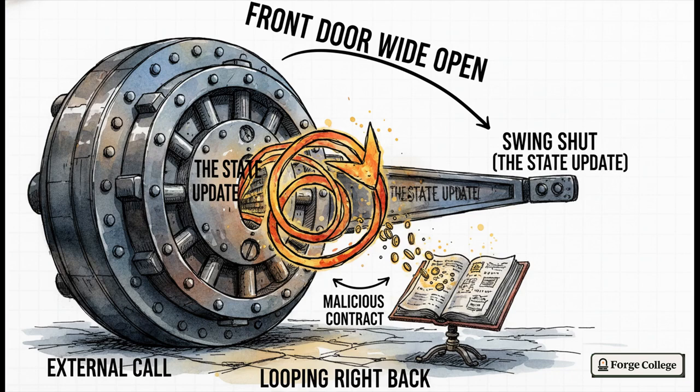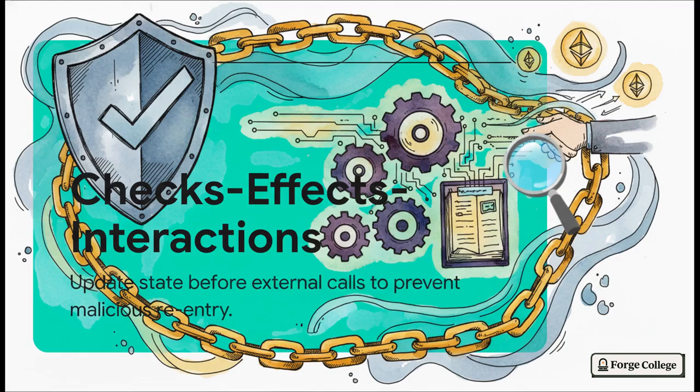If that recipient happens to be malicious, their contract can literally loop right back into your withdraw function before step 4 ever even happens. They can entirely drain the contract because your ledger still says they have a full balance. Crazy, right? So the crucial point here is how we actually fix it.